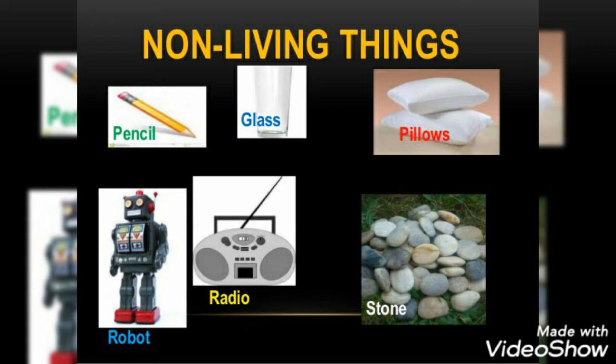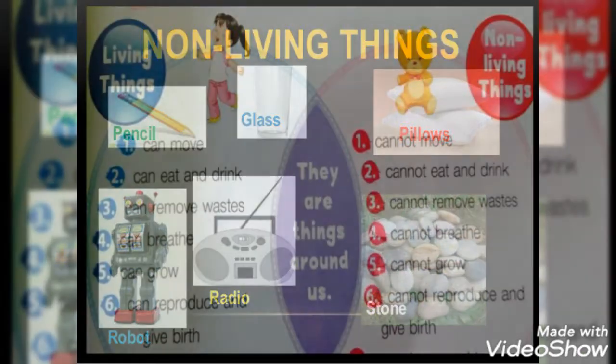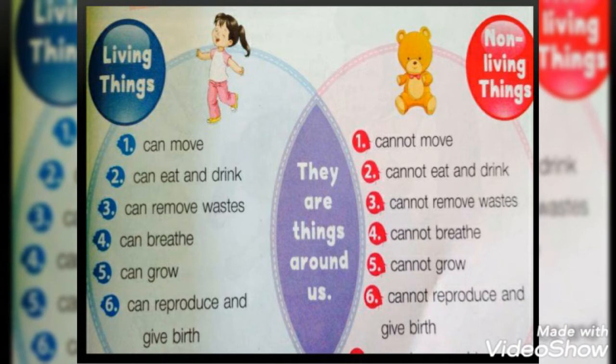So if we need to differentiate between living things and non-living things, living things can move, can eat, can remove waste, can breathe, can grow, can reproduce. Non-living things cannot move, cannot eat, cannot remove waste, cannot breathe, cannot grow, and cannot reproduce or give birth to any of their own kind. So in our surroundings, things are characterized as living things and non-living things.